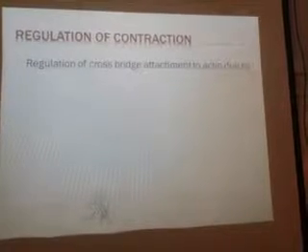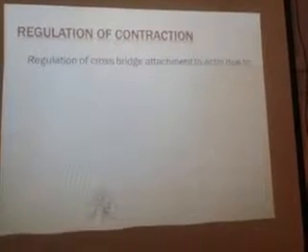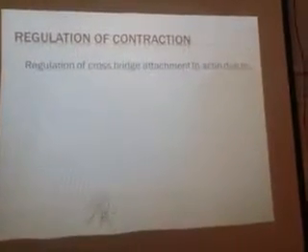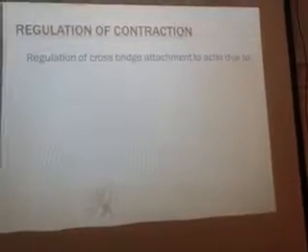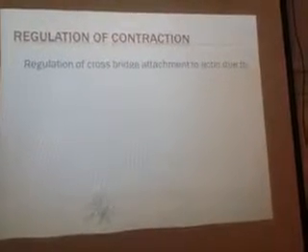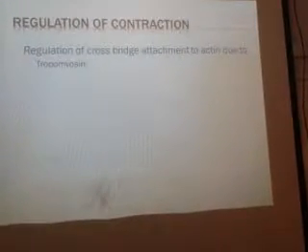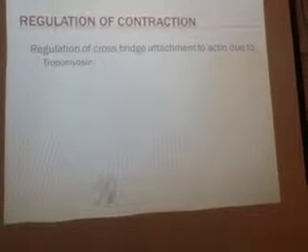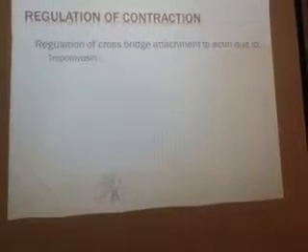Then the regulation of muscle contraction. How is muscle contraction regulated? Regulation of cross bridge attachment to the actin is due to two regulatory proteins, tropomyosin and troponin. Both are called regulatory proteins. Sometimes they ask in the examination what the regulatory proteins are: tropomyosin and troponin. Okay, both T's.